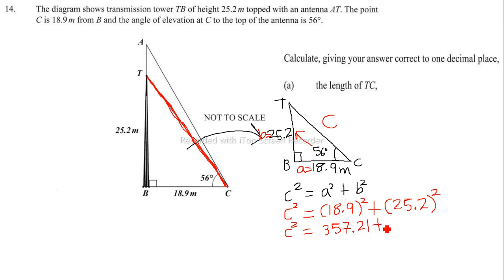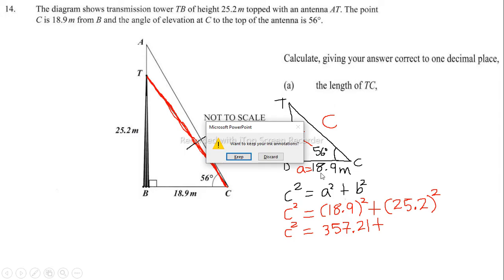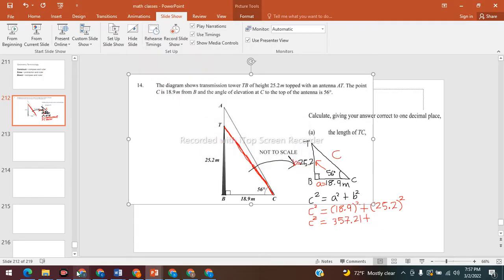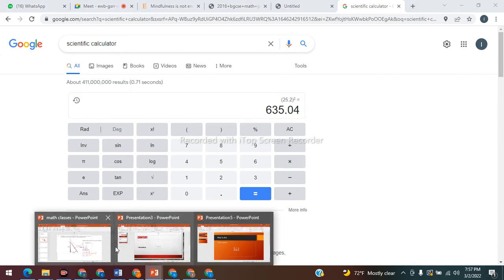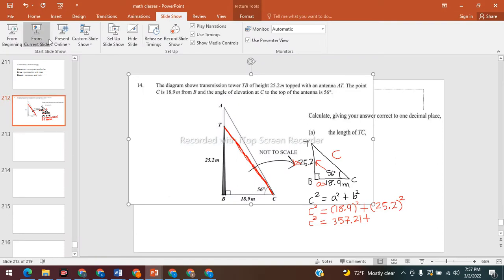Plus 25.2 squared. What is 25.2 squared? 635.04. So, 635.04.